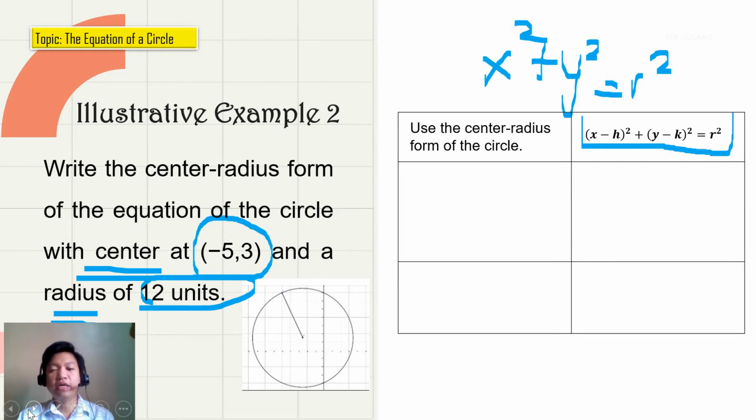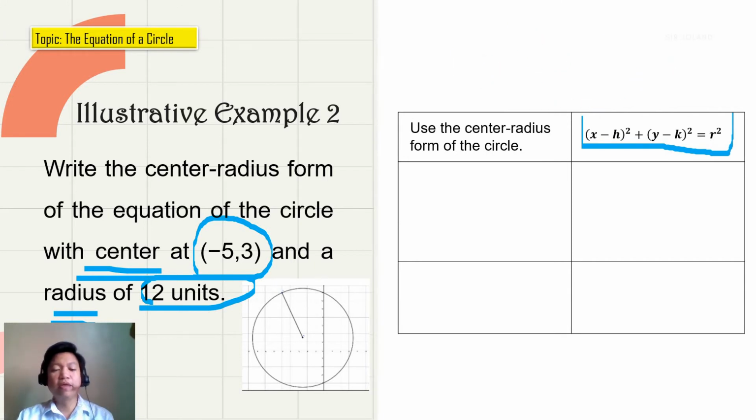Ulitin ko. Gagamitin nyo lang itong equation na to kapag ang inyong center ay nasa origin. Pero dito, obviously, sa ating given, ay wala siya sa origin. Nasa points negative 5, 3 siya. So, nasa quadrant 2 siya ng ating Cartesian plane. Kaya, hindi natin to gagamitin. Okay? So, sana naintindihan yon.